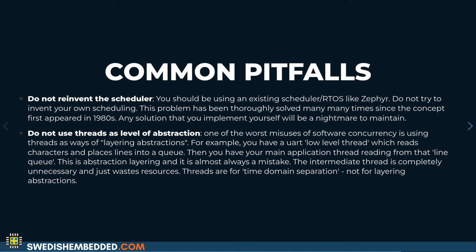And number two is that you're trying to use the threads as levels of abstraction. One example is that you have a lower level thread that reads from a UART, and then another higher level thread waiting for the lower level thread to read a line. So you're trying to use the lower level thread as a line abstraction that feeds lines to a higher level application, and that is wrong. So you want to try to avoid those things.